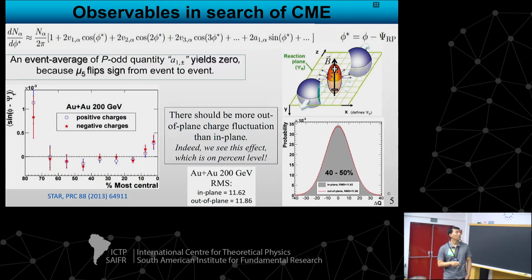For example, this lower right figure shows the fluctuation of the net charge across the plane. In plane and out of plane look slightly different. They have different widths, and the difference is on the level of a few percent. So this is a direct, more intuitive way to see that in plane and out of plane do look different. However, we want a better observable to quantify this effect.